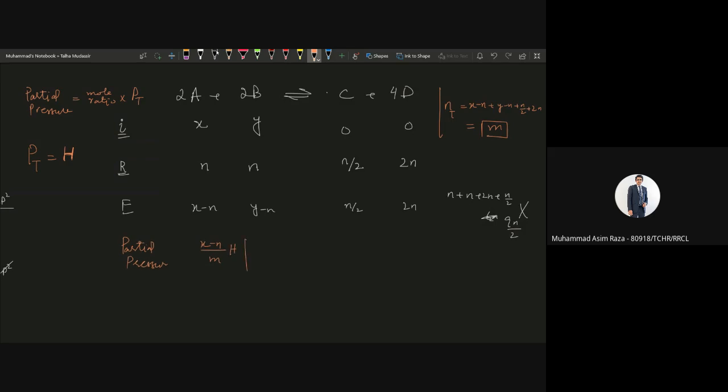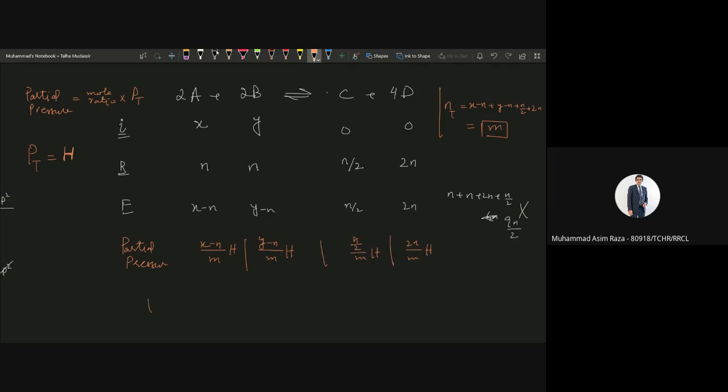Same goes for B. B has a partial pressure of y minus n over the total number of moles, multiplied by the total pressure. So the number of moles over the total number of moles multiplied by H. This mole ratio into total pressure will give you the partial pressure.